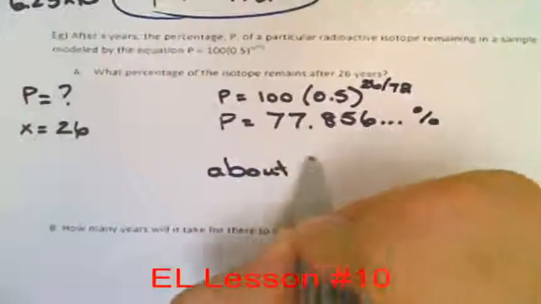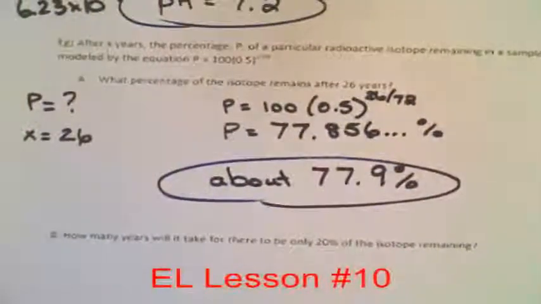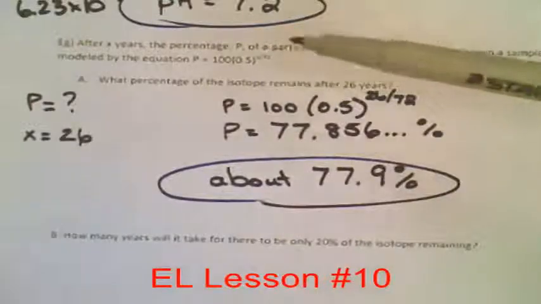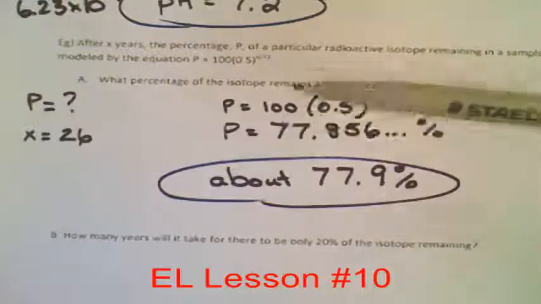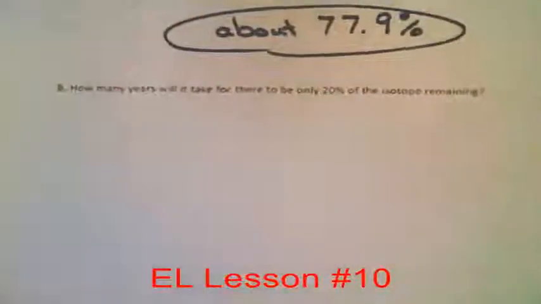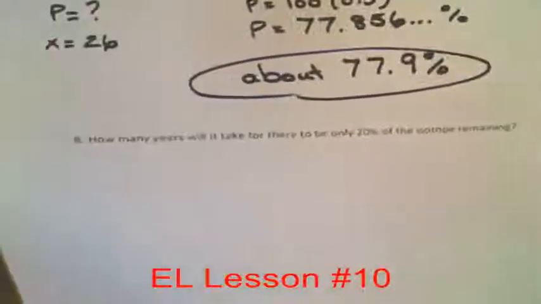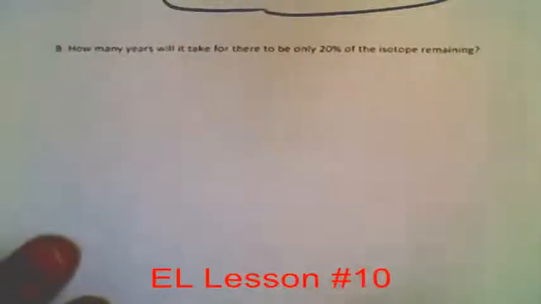Mode, just to show you the new operating system, the classic. If you don't have it, you'll do 100, 0.5, close bracket, to the power of, open bracket, 26 over 72. That's what you'll have to do if you've got the older calculator. Either way, it gives you the same thing, 77.85. That's the percentage that remains. 77.856% is remaining. So it's about 77.9%. That's how much is remaining after 26 years.